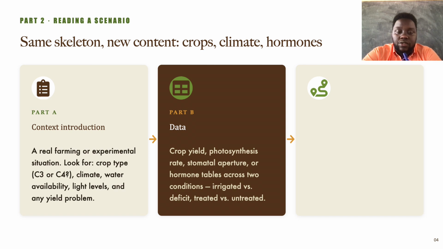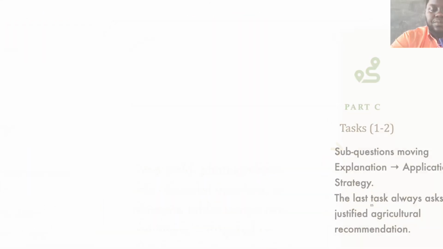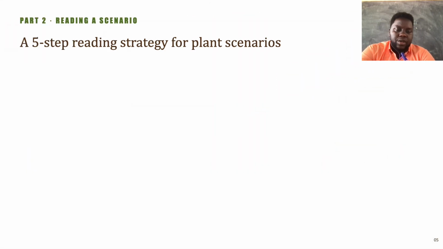Now, when you sit down to a brand new assessment objective 2 scenario you've never seen before, you should ask yourself, what crop type am I looking at, and what is the environmental stress that I need to know? Everything else follows once you get that right. Let's have a step-by-step reading strategy for these plant scenarios.